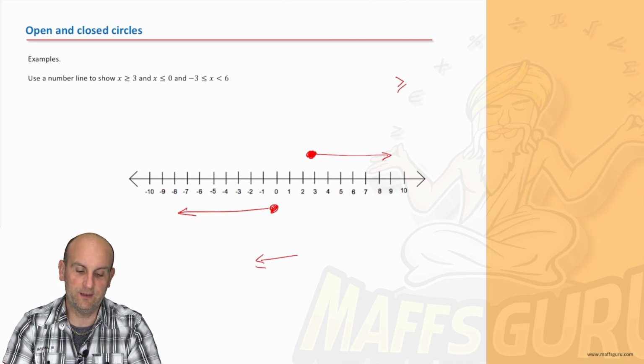Anyway, okay, so what about the next one? -3 is less than or equal to x, which is less than 6. Now, do you notice the trick there?